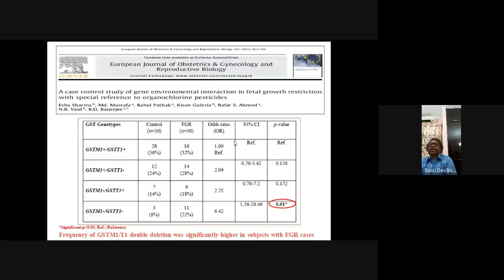Based on this concept, with these papers, one of the MD's trainees, Isha Sharma and Mustafa, worked on the basis of this and different genotypes. Again, we have taken the GSTM1 gene that we tested previously, and we found that certain deletion of these genes is responsible for making this population susceptible to the fetal growth problem. Can I have next?